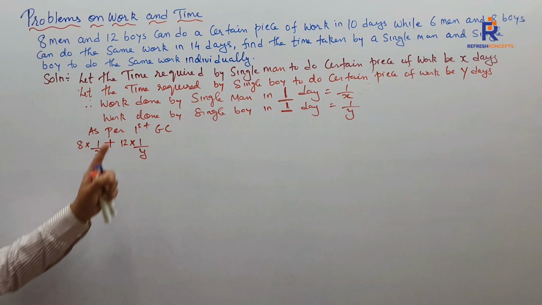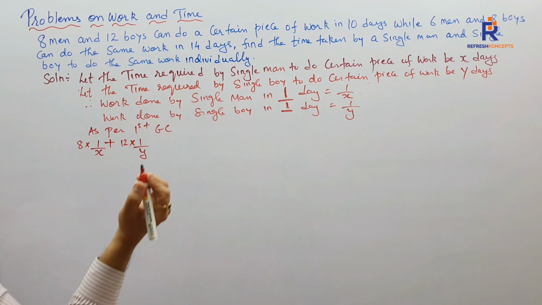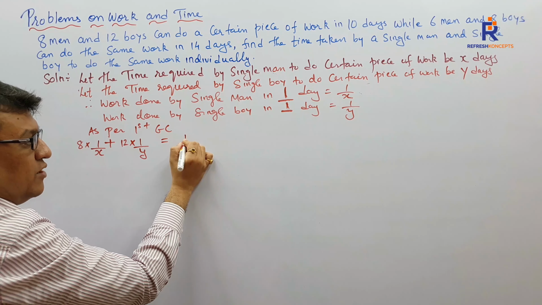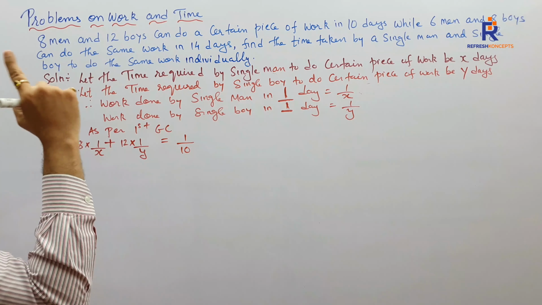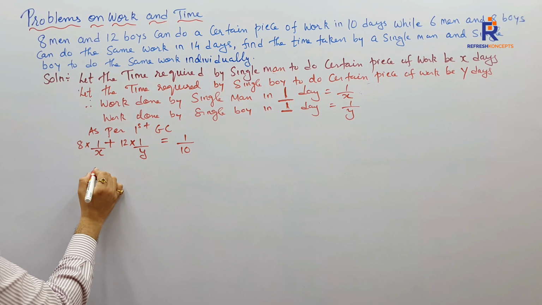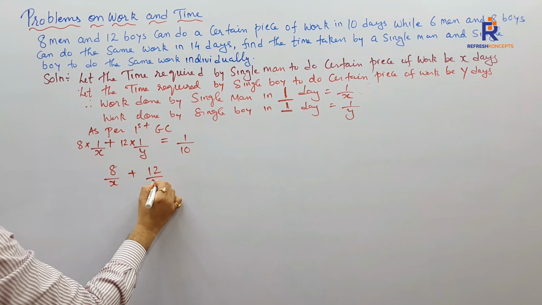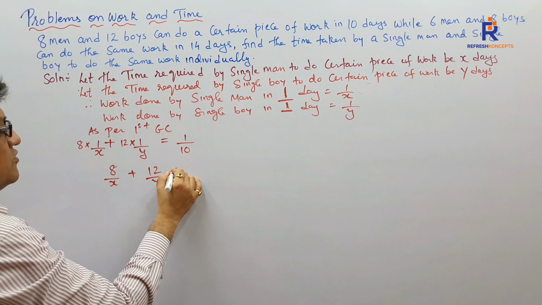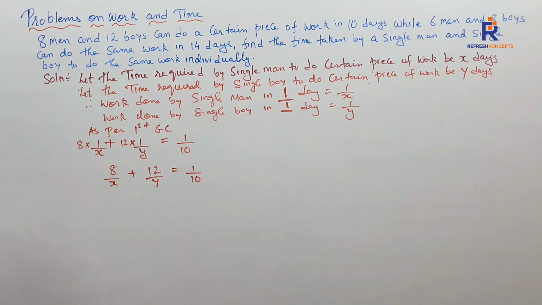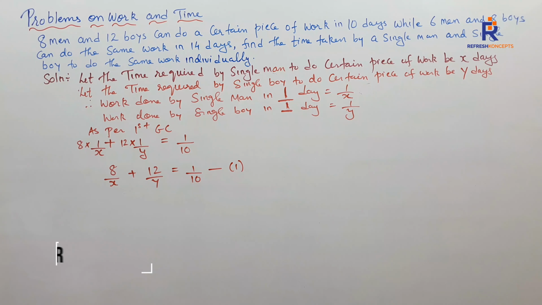Together they complete in 10 days, but since we are taking 1 day, what part of the work gets completed in 1 day? 1/10th part. Right, 10 days, so 1 day, 1/10. So let's frame an equation. This is 8 by x plus 12 by y is equal to 1/10. This is my equation number 1.